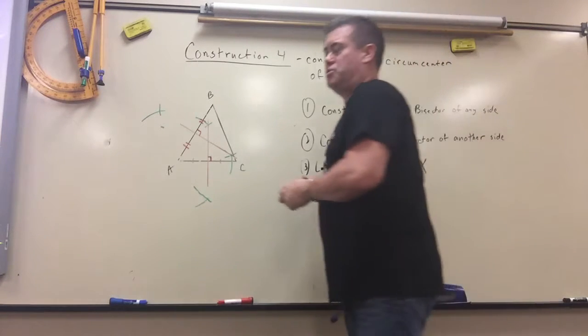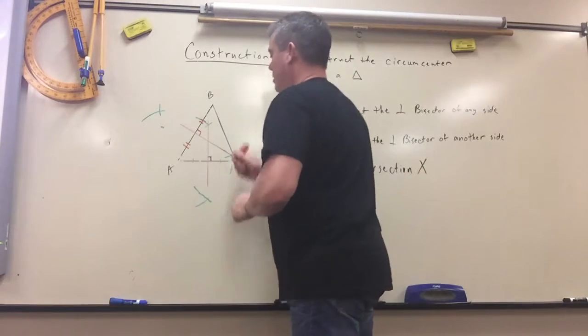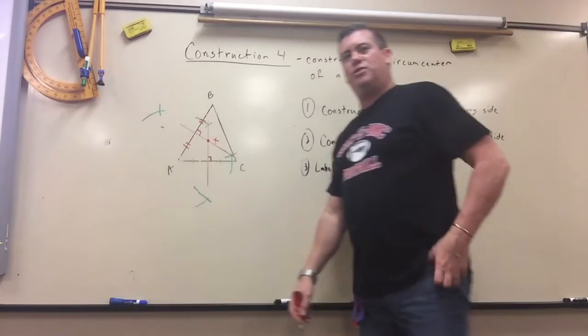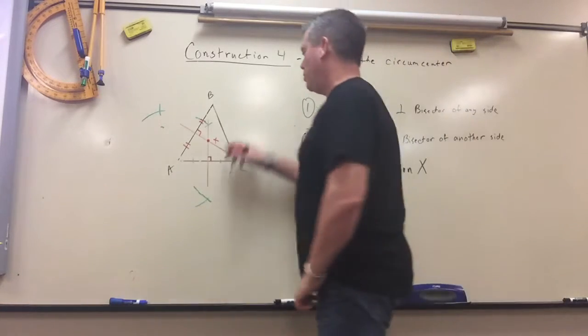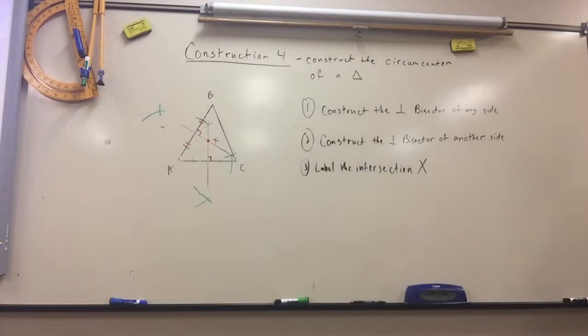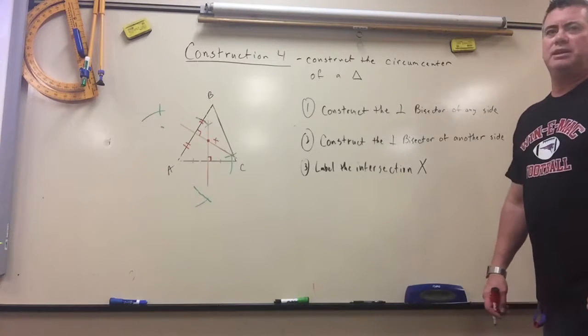And where those two lines intersect, label it X. We don't need to do the third side because the third one will intersect there. We learned that the perpendicular bisectors intersect at a point. What we just found is the circumcenter.